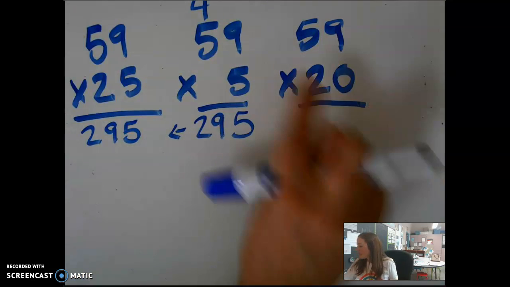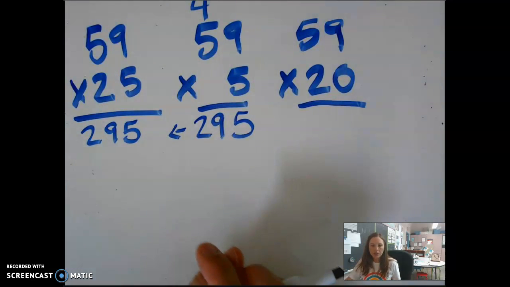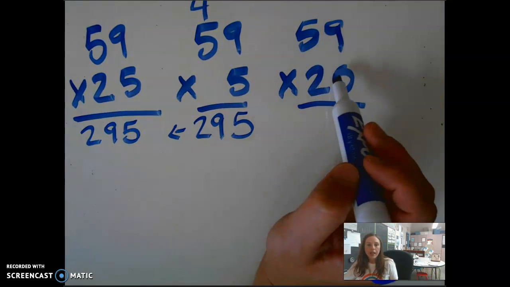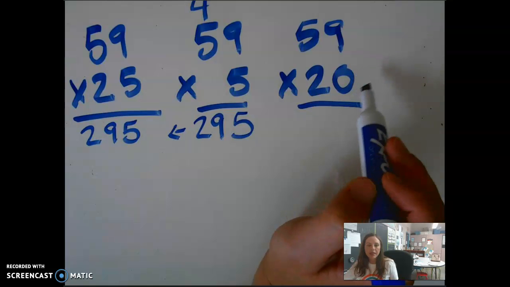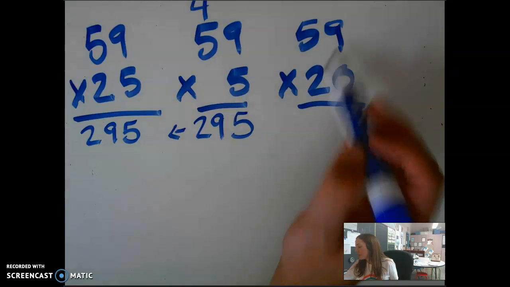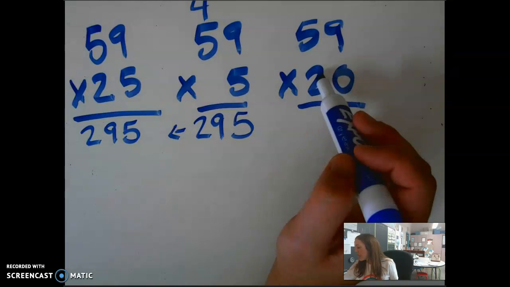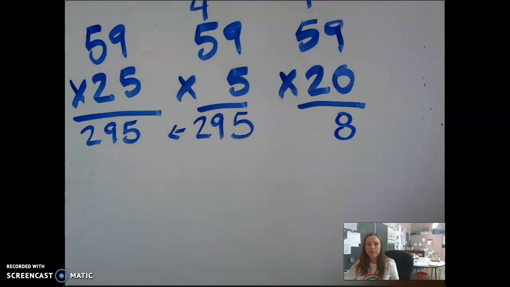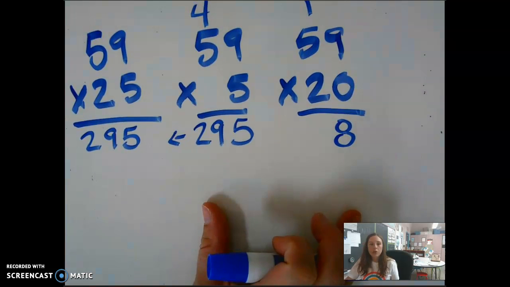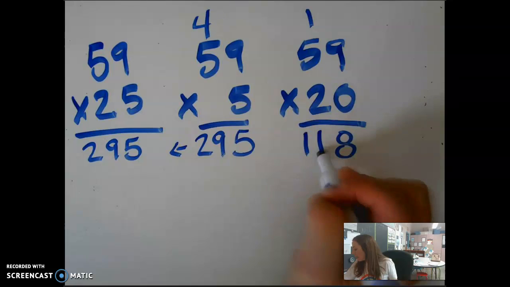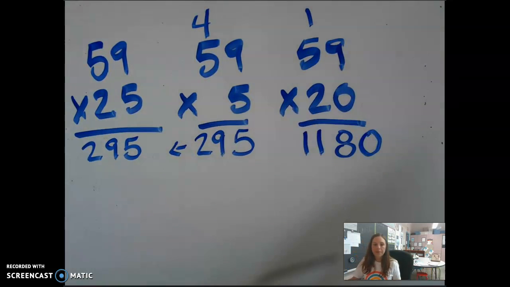Now let's scoot over to 59 times 20, which can seem a little scary, but actually how we can solve this easily is multiplying 59 times 2 and then adding a 0 because it's in the tens place value. So let's multiply 59 times 2. Well, I would multiply first 9 times 2, which is 18. Carry my 1. 5 times 2, which is 10. Add my 1. 10 plus 1 is 11. And I'm going to add my 0.